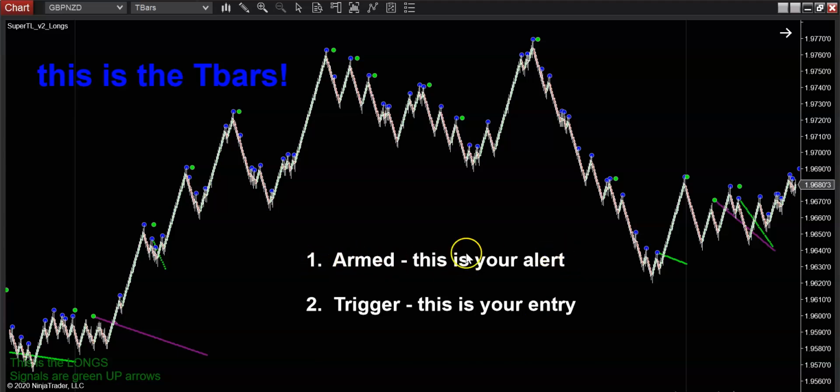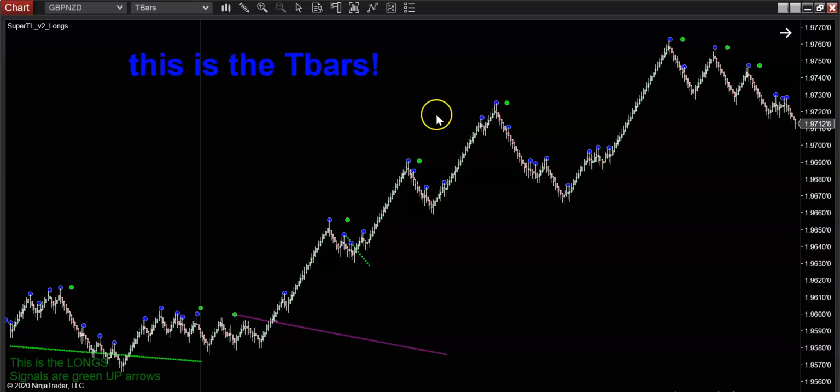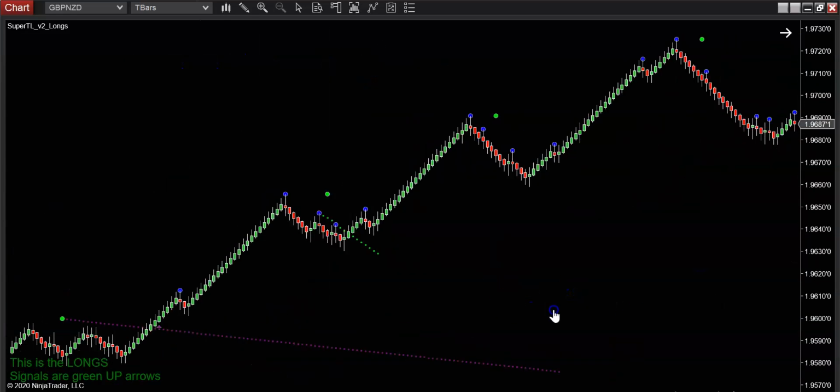You're either armed, and this is your alert. You don't start taking trades just yet, but you're on the alert. After you're on the alert, you're waiting for the trigger. What's the trigger? It's your entry into the trade. Make sense? So essentially, if I dumb this down for you, the purple is your armed status and the greens are your trigger status. So let's take a look at some entries and see how these entries actually print on your charts. Let's really zoom in here. Let's just get rid of all this text and zoom in.